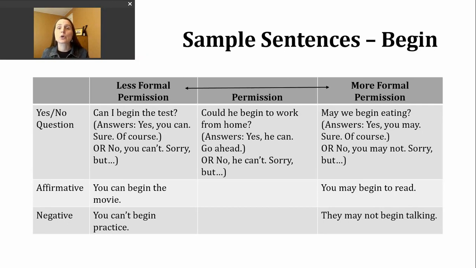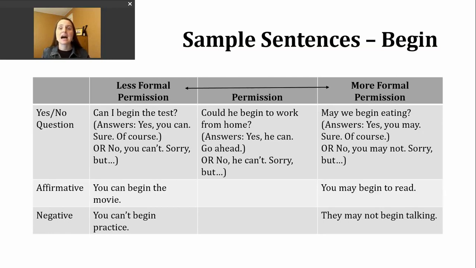To do this, we're going to use the modal can. Then we'll have the subject, and generally it's I, might be we. We might be asking for permission for another person or another group of people. And then you're going to see the base verb, and then whatever information helps give context to the request.